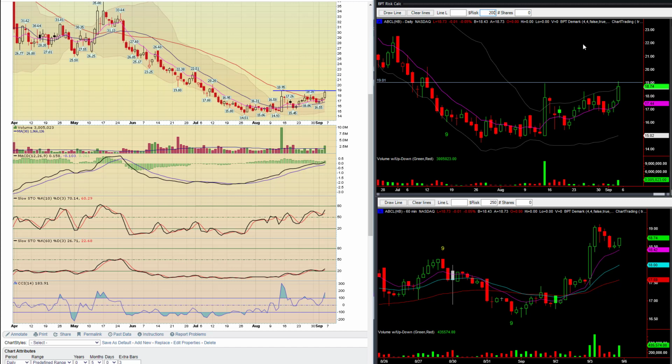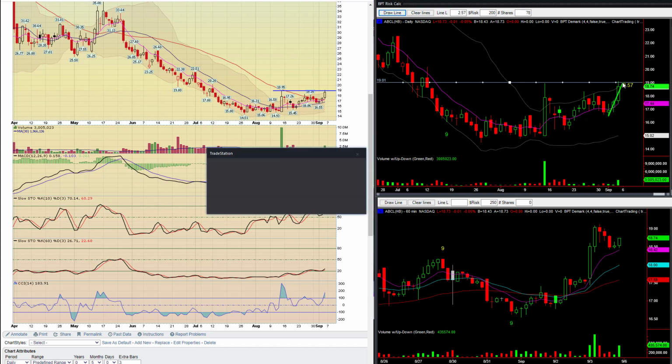All right. But what's cool is I have this set up to automatically be able to just set these trades. So there's a tool here. It says draw line. So what I do is I go ahead and click where I want my stop, right at the low of this candle. And I go ahead and click right around here at 19 where I want my buy stop.